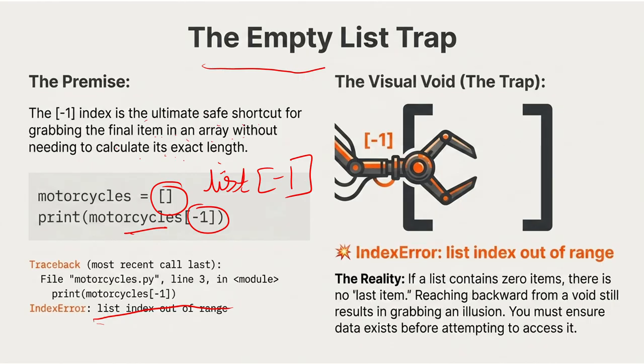So always, whenever you are trying to access the last item, make sure there is at least a single item within the list. And why does this occur? If a list contains 0 items, there is no last item, right? Reaching backward from a void still results in grabbing an illusion. You must ensure data exists before attempting to access it.